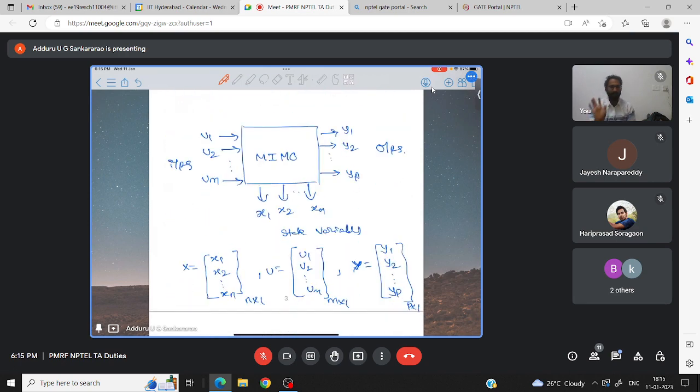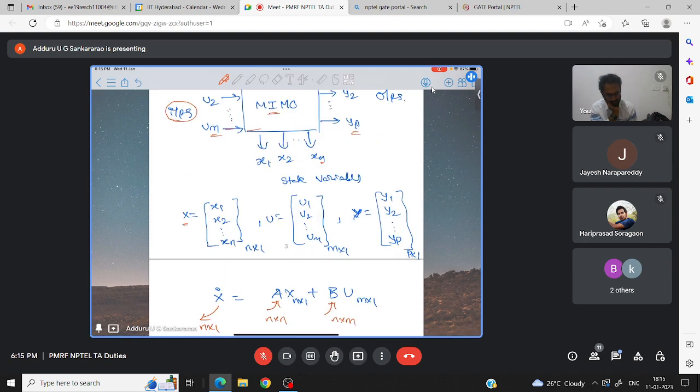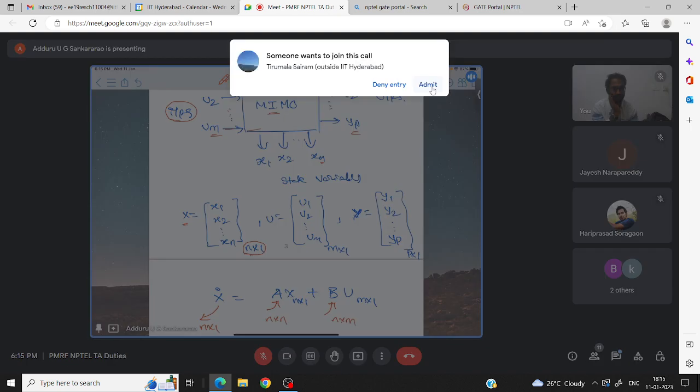Now let us say a multi-input, multi-output system. You take any complex network, a black box I'm representing. So u1, u2 up to um, these are called inputs. m inputs are there. And y1, y2, up to yp, p outputs are there. And x1, x2, so on, xn, these are the state variables. So the state vector is x1, x2, xn, whose dimension is n cross 1. Sorry, n state variables. That means that many inductors plus capacitors are there. Or if it is a differential equation, that is equal to the order of the differential equation.